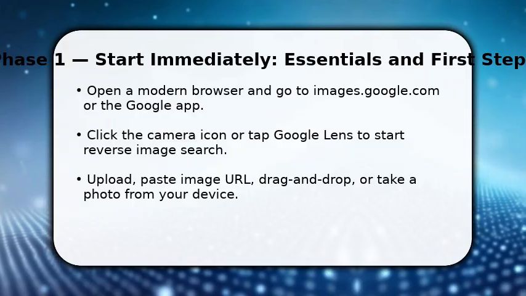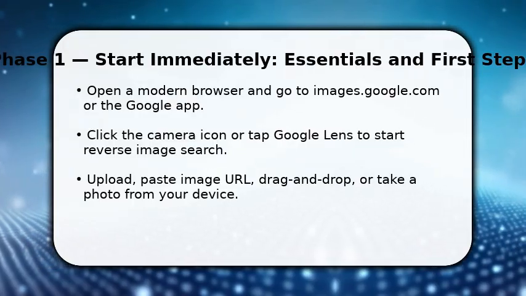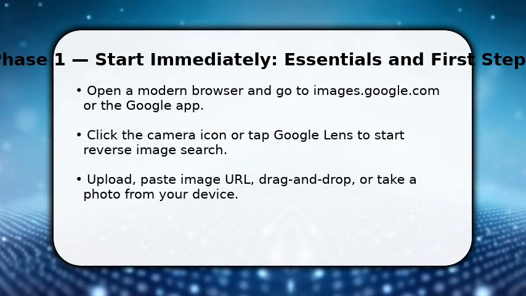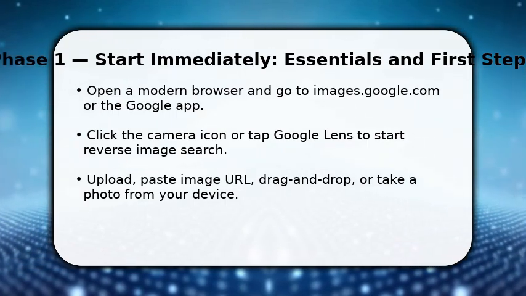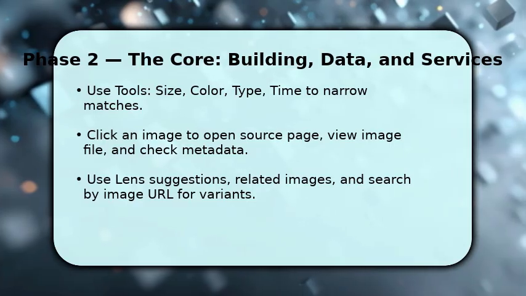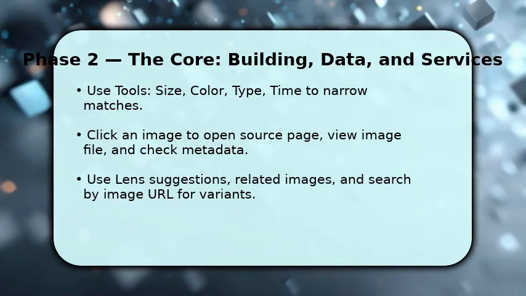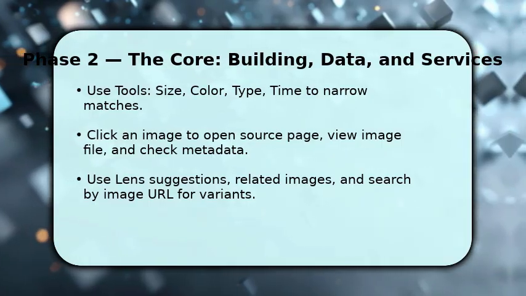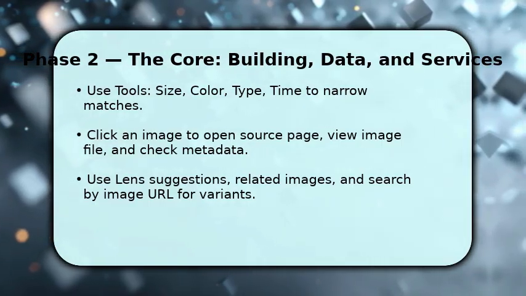The system looks for matching visual features and context to find sources, sizes, and similar images, so you can verify origin and usage rights. Once Google returns matches, refine the results with tools. Filter by size, color, type, or time to eliminate noise. Click a promising thumbnail to open the image viewer.